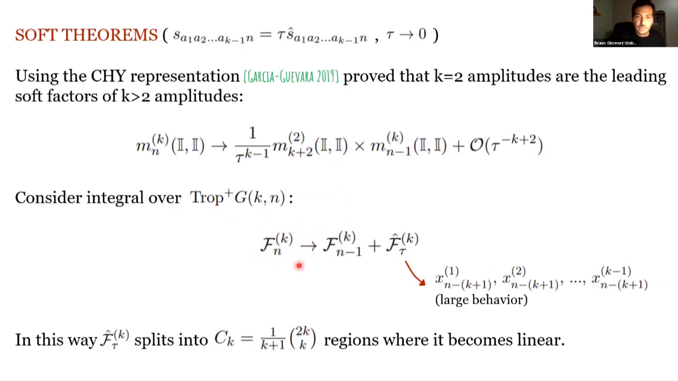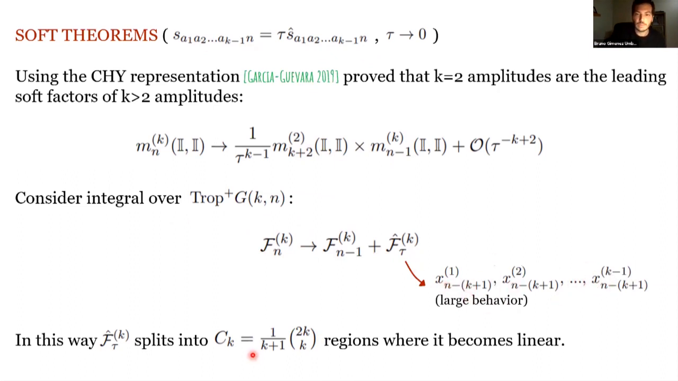And to see this, we notice that the potential function can be separated into two parts, where this f hat depends on the kinematic invariants that are labeled by n. And in order to see this subfactor arise, we just have to look at the large behavior of these variables.